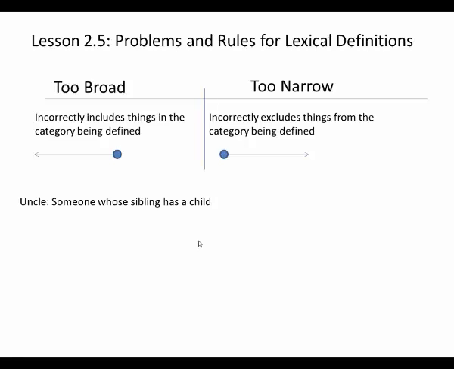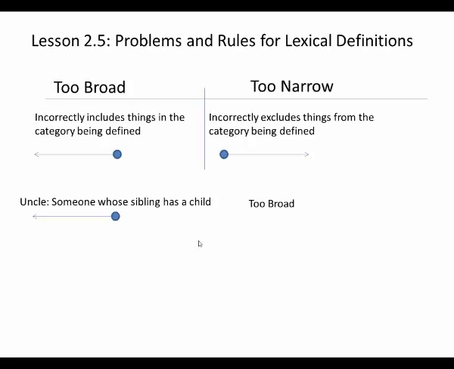The answer is that's too broad. You can apply the test I was talking about, and you can say, can I think of someone whose sibling has a child that is not an uncle? Well, an aunt is someone whose sibling has a child, but since she's female, she's not an uncle. So that shows that the definition is too broad. My aunt is being included in the category of uncles, which is incorrect.